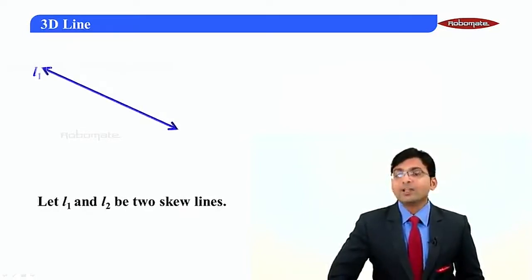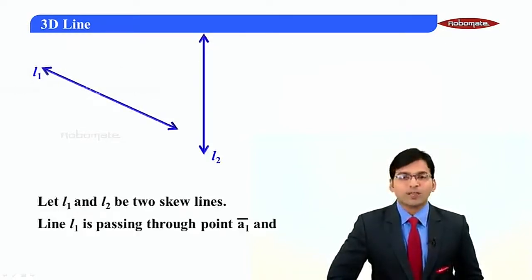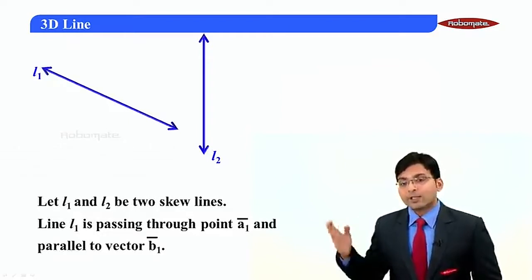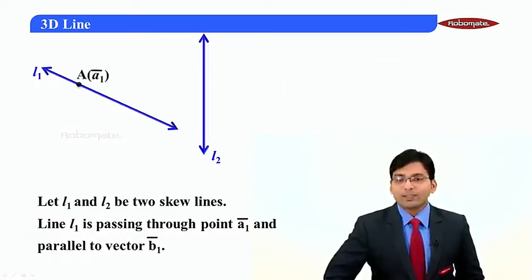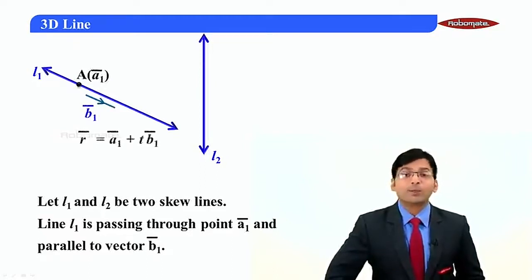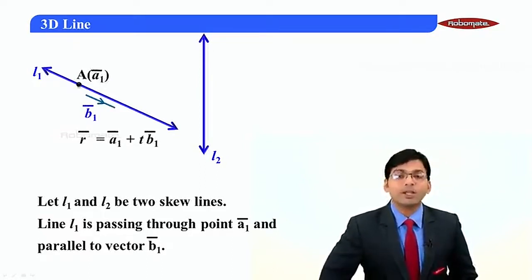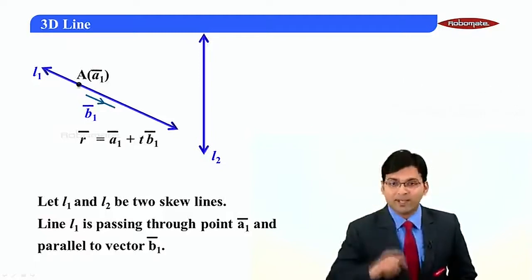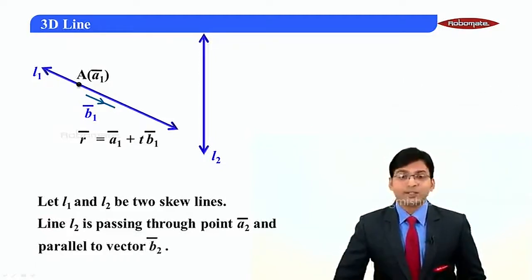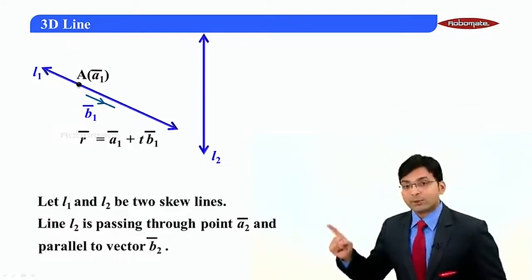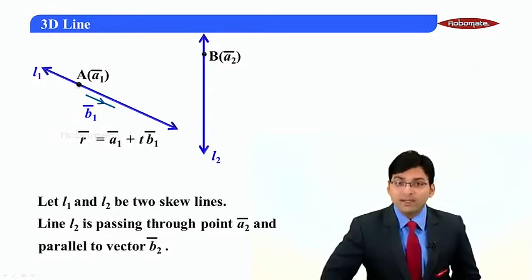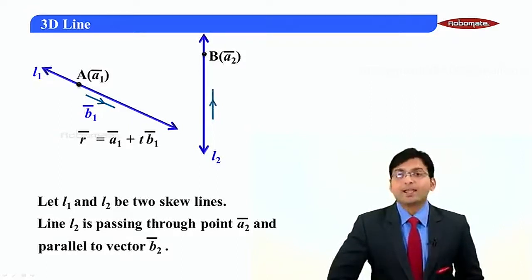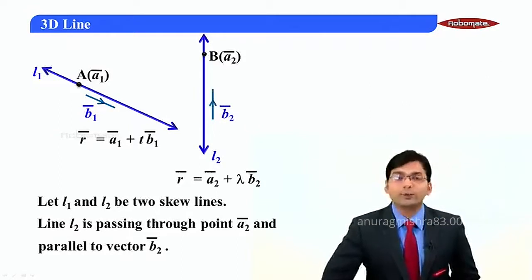Okay. Let L1 and L2 be the two skew lines. So here we have two lines. L1 is passing through point A1 bar and parallel to B1 bar. So L1 has a point and a parallel vector. So the equation of L1 is r bar equals A1 bar plus t B1 bar. Similarly, students, we consider a line L2 which passes through a point and is parallel to a vector. So in the diagram, we take a point B having position vector A2 bar and a parallel vector B2 bar. So we have the equations of lines L1 and L2.